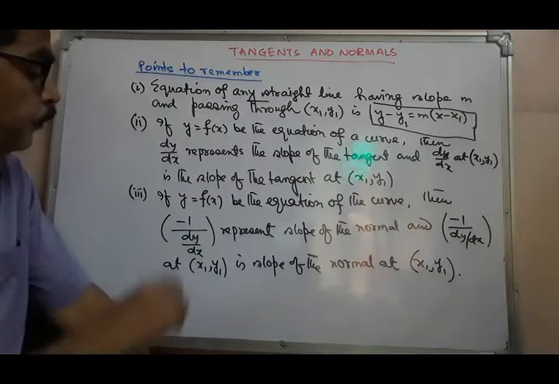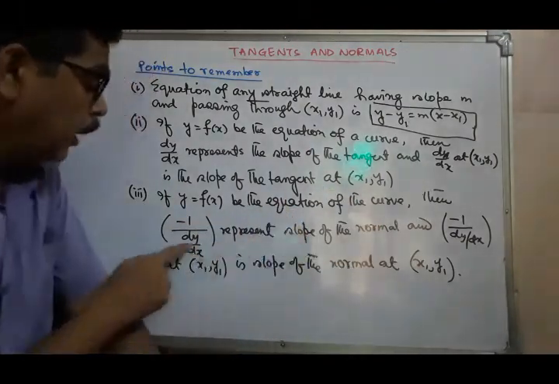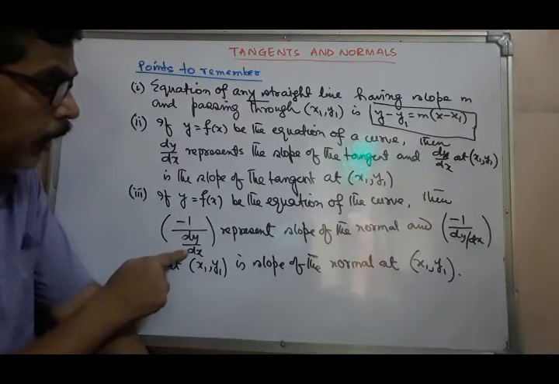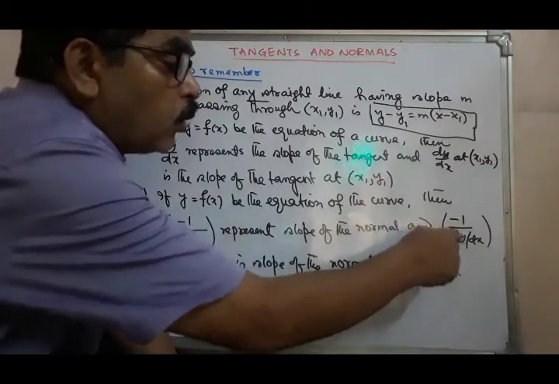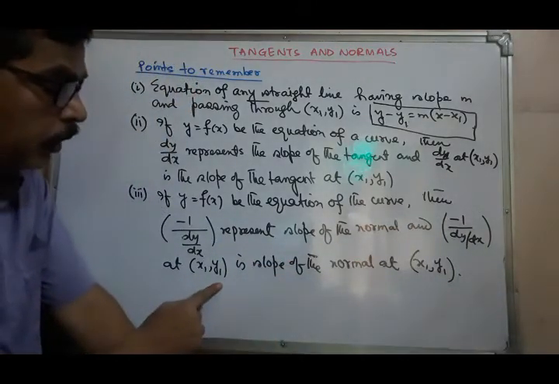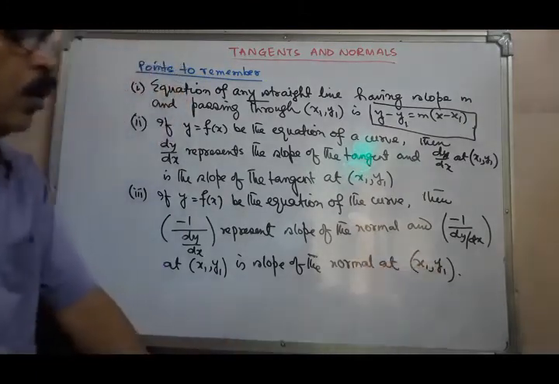Point number 3, if y equal to f(x) be the equation of the curve, then minus 1 by dy/dx represents slope of the normal and minus 1 by dy/dx at (x1, y1) is the slope of the normal at the point (x1, y1).